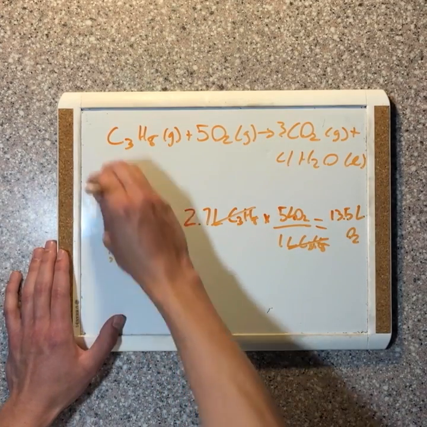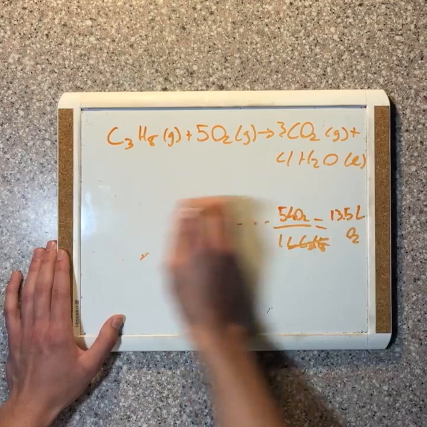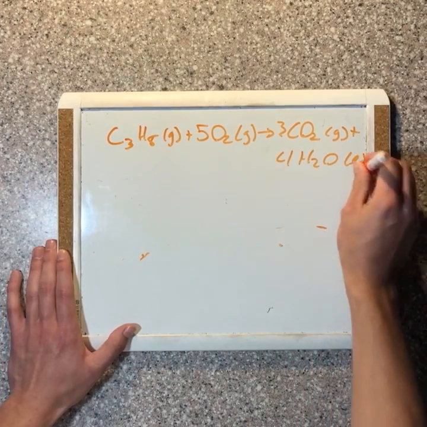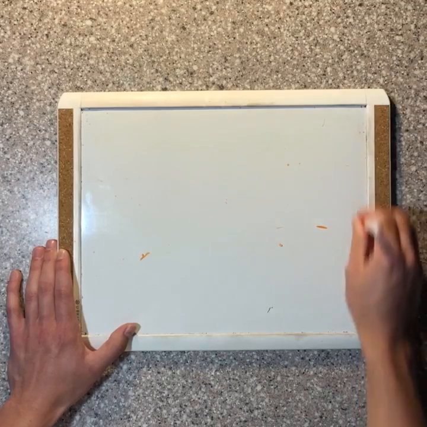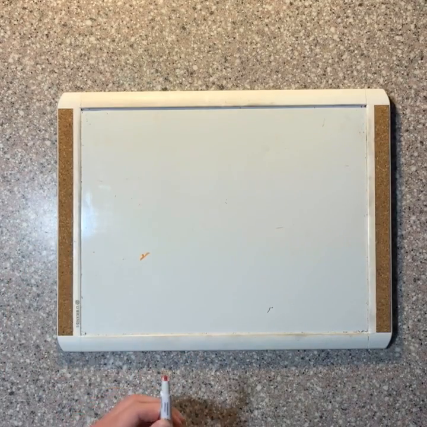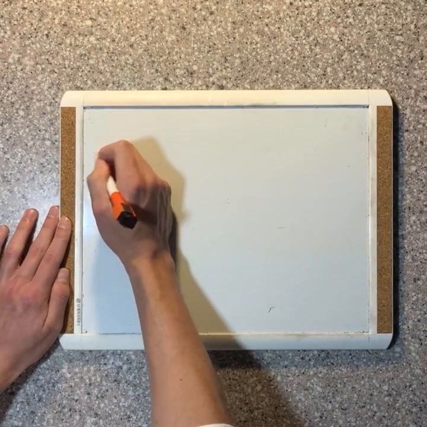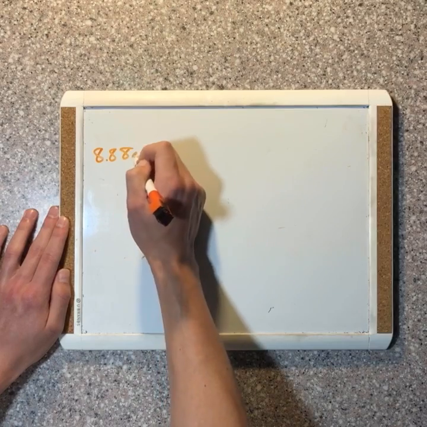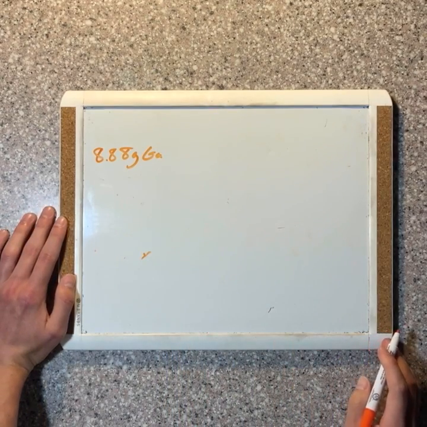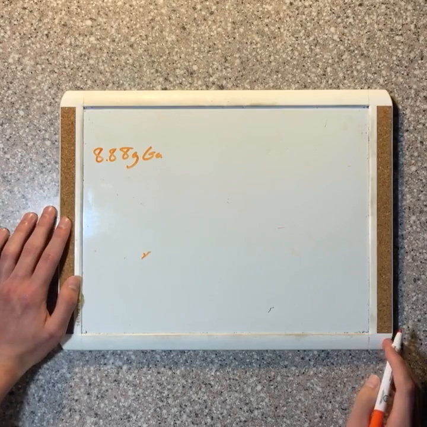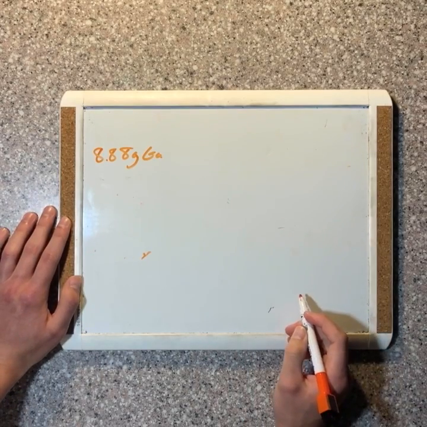Let's look at another application of this phenomenon. Right? Say we have a mass of gallium. Right? We're going to take 8.88 grams of gallium. Right? And that gallium is going to react with hydrochloric acid to produce hydrogen gas.